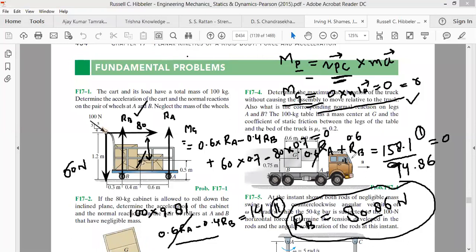So I know RA plus RB is equal to 158.1. From this equation, I know the value of RB, therefore we can calculate the value of RA. The value of RA becomes equal to 158.1 minus 80.86, that is 77.24 Newton. So by using two equations, we could understand the reactions RA and RB as well as the acceleration of this cart. This is how we have to solve the problems on kinetics of rigid body using the equations of motion.